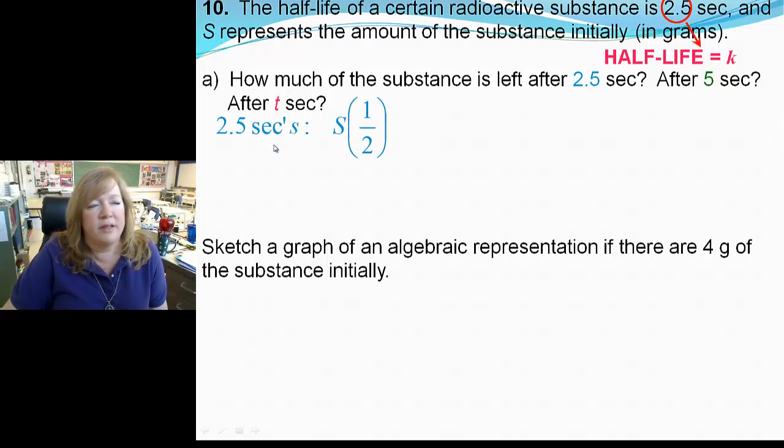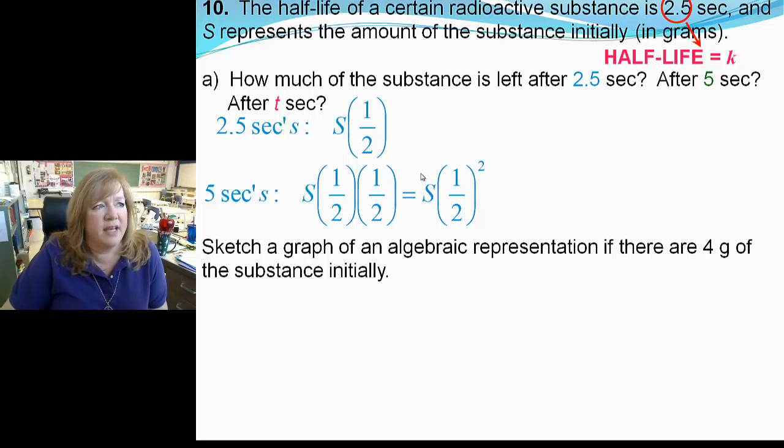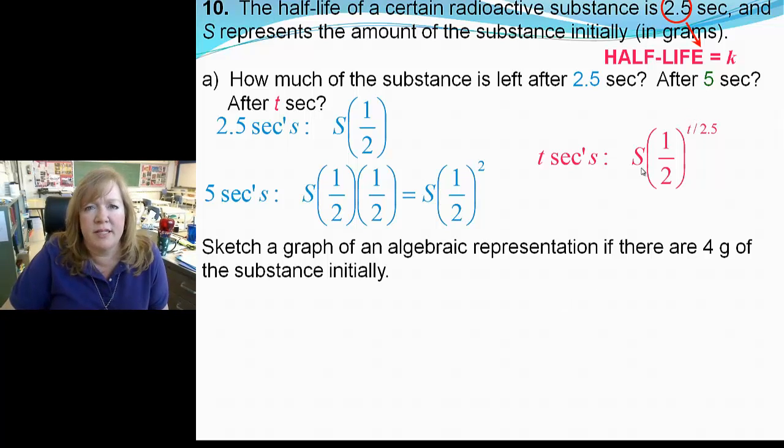And if we're doing what they want us to do, they want us to take it a little at a time. So we'd have our initial substance times 1/2 to the first power, because we'd only have one half-life done. After 5 seconds, you'd have 1/2 times 1/2. In t seconds, we would use our formula, the substance times 1/2 to the t over 2.5. So this is pretty much where I would start. Your book sometimes asks you to look at the pattern and do the logic first before the equation. They want you to see why you do t divided by 2.5.